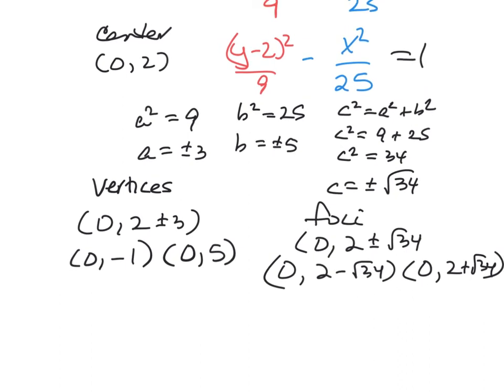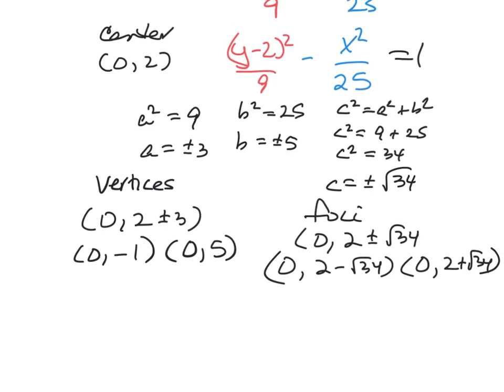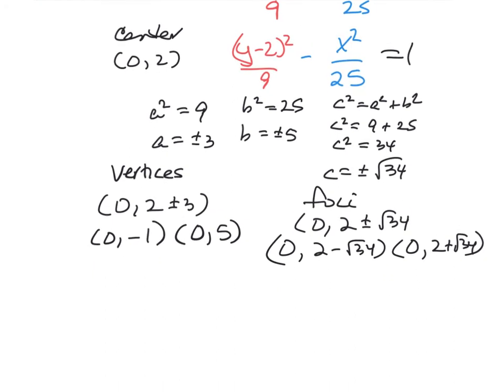Since I see y squared first, my asymptotes are going to be B over A. I thought you said that A squared is always the bigger number. That's for the ellipse. For the hyperbola, A squared is always first. Okay. So for the asymptotes, here what we need to do is, we're doing A over B.